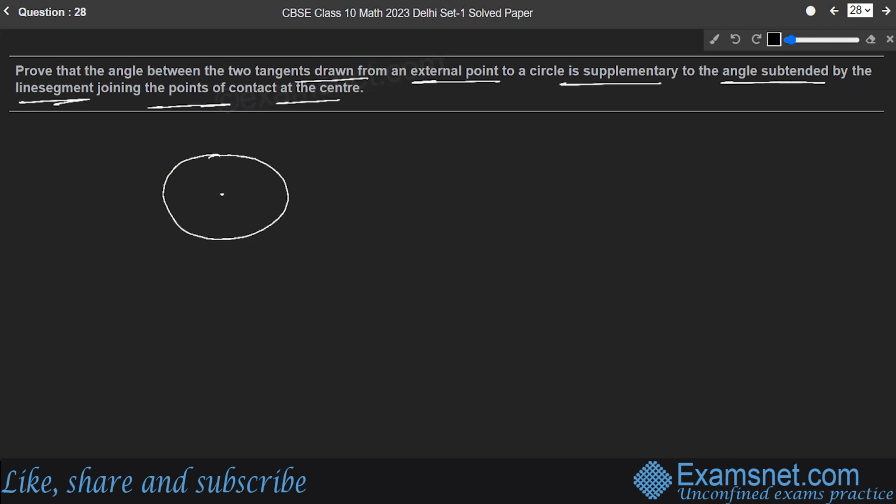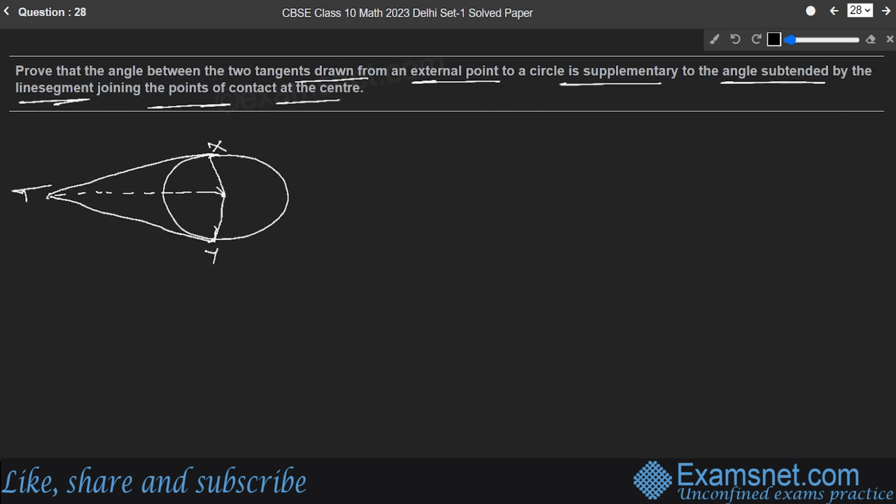He's saying prove that the angle between the two tangents drawn from an external point. So let's draw the two tangents from an external point. This is one tangent, and this is going to be the other tangent. Let's say this point is T, and where they join the circle, let's say the points are X and Y. Let us join these with the center, making the radii. Now let us join this line also.